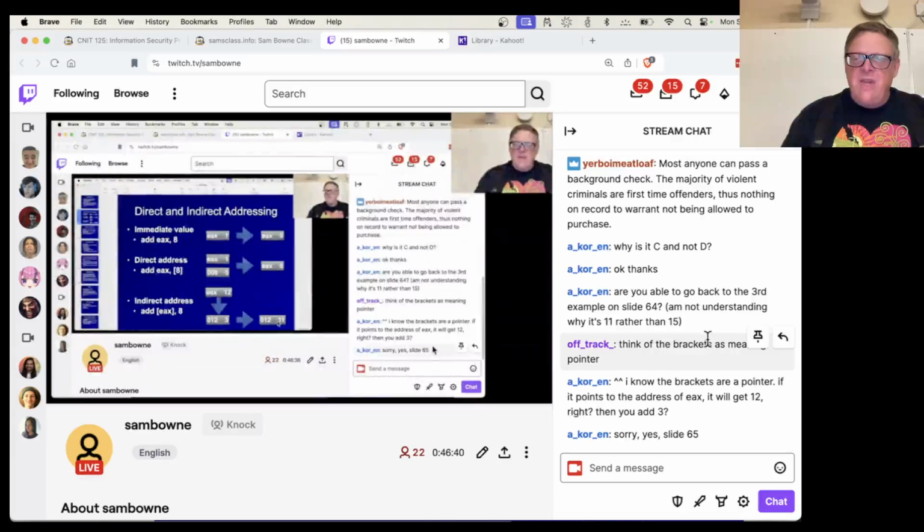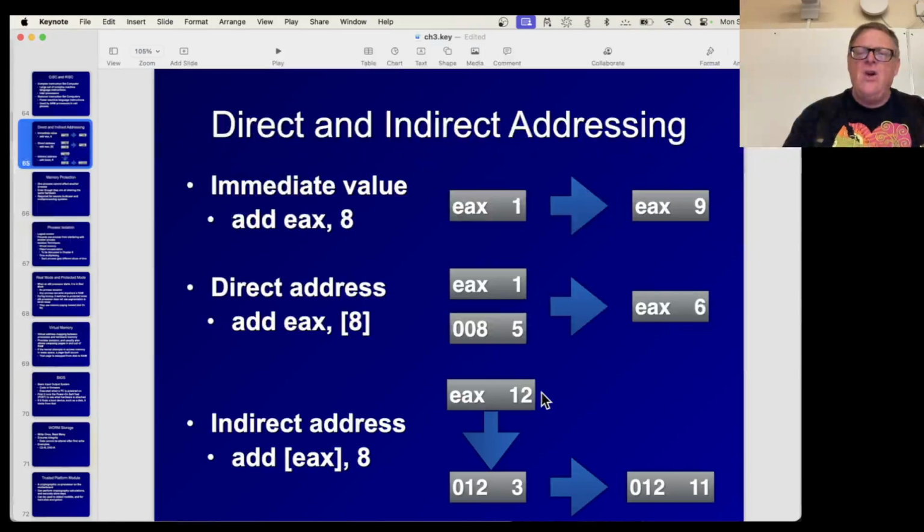Now, think of the brackets as meaning pointer. The brackets are a pointer. It gets address 12, and address 12 contains data 3. That's indirect addressing. So EAX is an address, not a value.